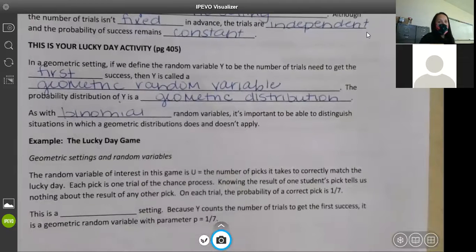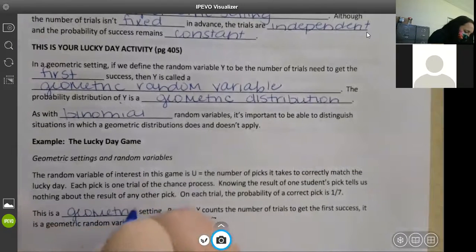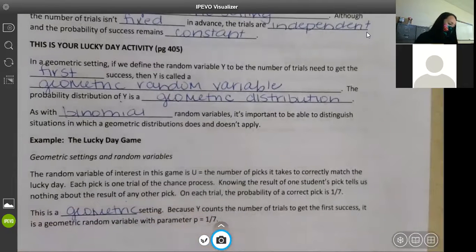So here's that lucky day game, geometric settings, and random variables. The random variable of interest in this game is y, the number of picks it takes to correctly match the lucky day. Each pick is one trial of the chance process. Knowing the result of one student's pick tells us nothing about the result of any other pick because they're putting the days back in there. So we're replacing. On each trial, the probability of a correct pick is 1/7, or 1 out of 7, because there's 1 out of 7 days. This is a geometric setting because y counts the number of trials to get the first success. It is a geometric random variable with parameter p equals 1/7. Okay, we'll be coming back to that.